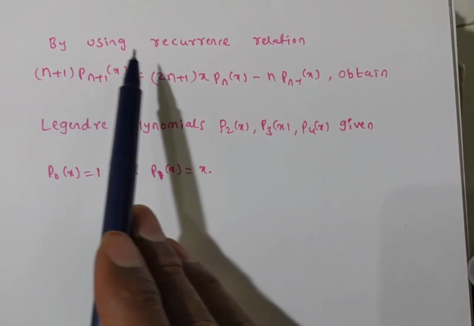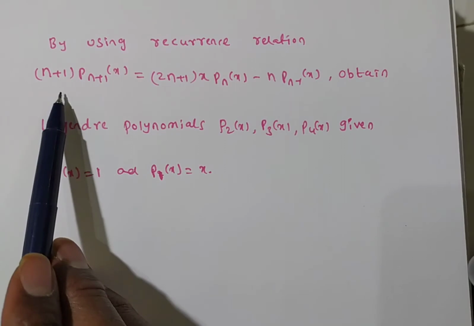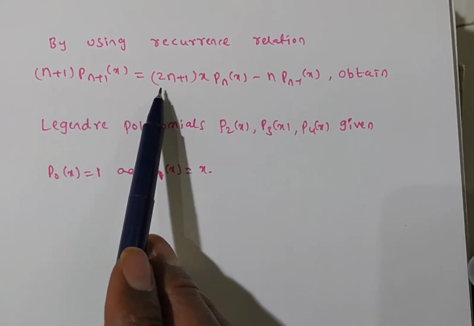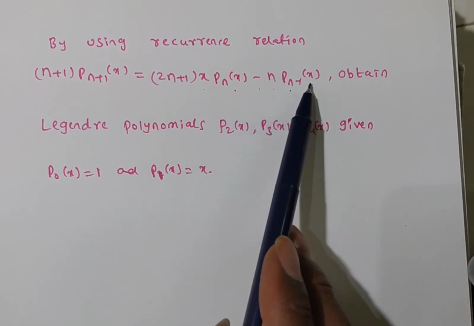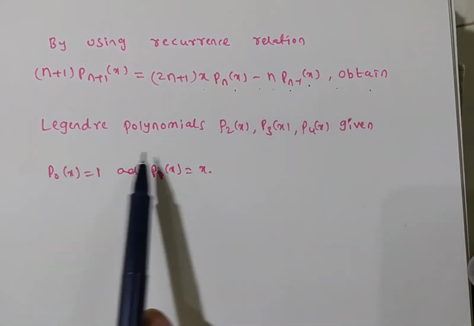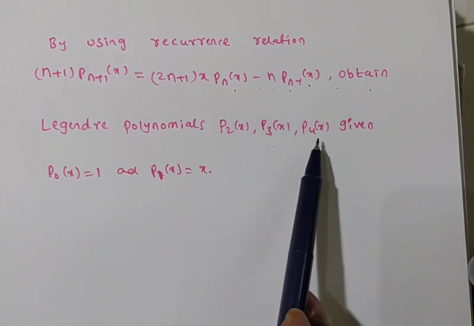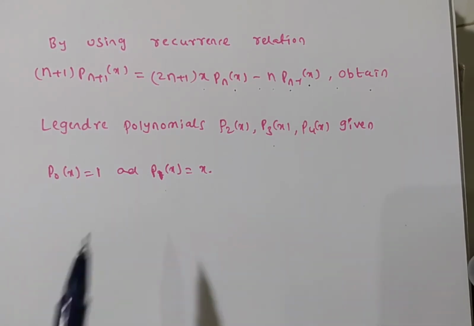By using the recurrence relation (n+1) P_{n+1}(x) = (2n+1) x P_n(x) − n P_{n−1}(x), obtain the Legendre polynomials P2, P3, P4. For that, they are given P0 and P1 of x.